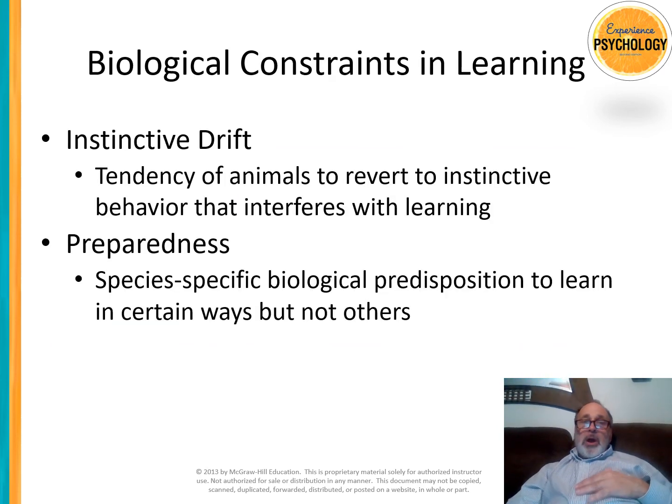All right, here's some biological constraints in learning, and we're getting to the end now. So the biological constraints in learning, the first is instinctive drift. So I have two dogs, two German Shepherds. They're wonderful pets, very good. We've taught them tricks and all of this.